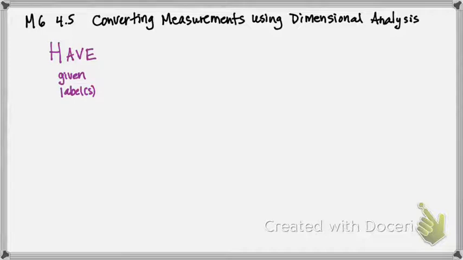The label or labels in the problem. Okay, so we look at what we have. And then here comes the analyzing. The analysis is what do we need? So what's our need? This is going to be what we call a conversion factor, like there's 3 feet in a yard. That's a conversion factor. And we may need 1, 2, 3 or more, just depends on the problem.